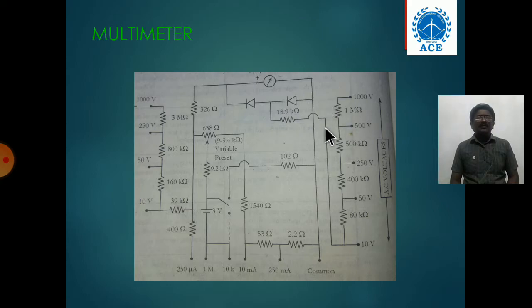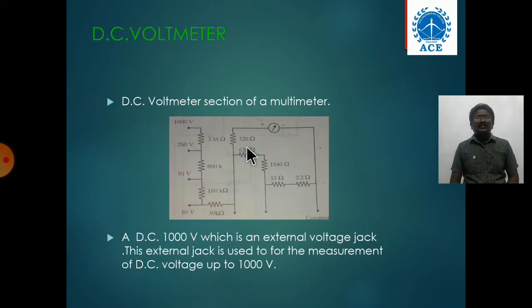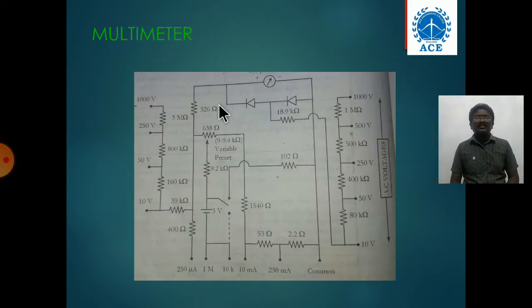So with the help of the circuit diagram, you can calculate voltage, current and resistance in ohms. So actually that multimeter has sections like this. This is the circuit diagram of the multimeter.